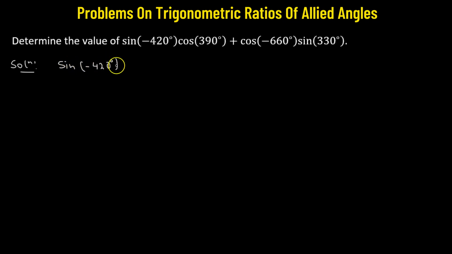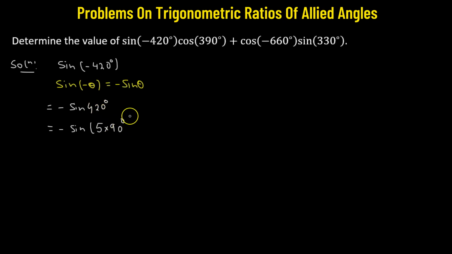Now, we are going to use the fact that whenever we have sine of negative theta, that corresponds to negative sine theta. Meaning sine of negative 420 degrees can also be expressed as negative sine 420 degrees. Now we are going to rewrite 420 degrees as 5 times 90 degrees. So 5 times 90, that's 450 degrees. But we have exceeded 420 degrees by 30 degrees, so we're going to subtract 30 degrees from it.